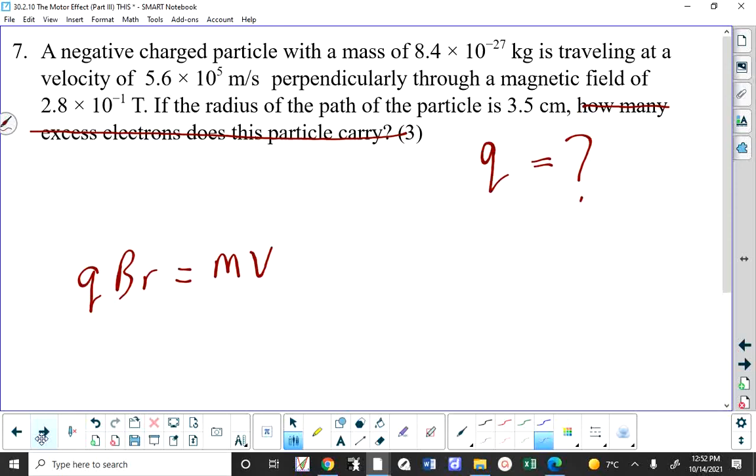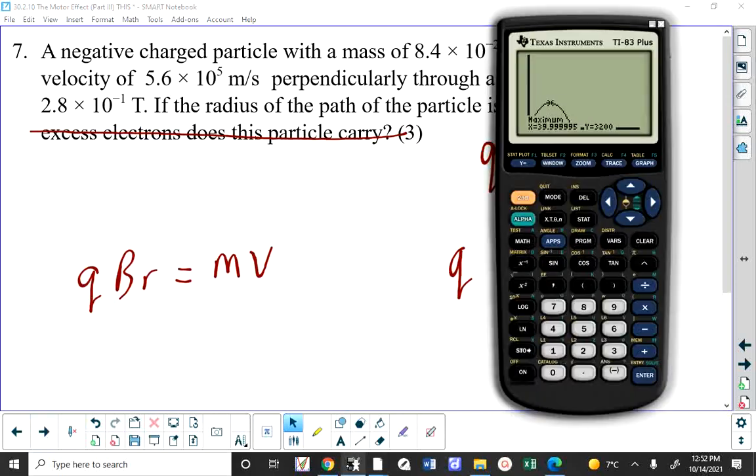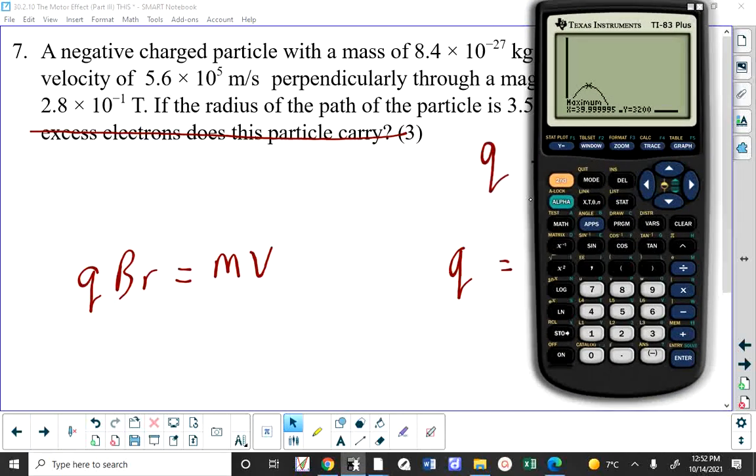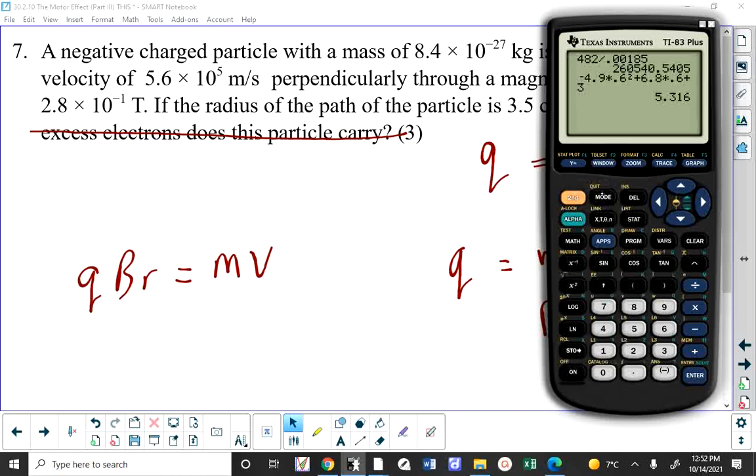Okay, so do we have enough information to calculate the charge? Well, the charge equals MV over BR. I mean, this isn't wrong. I'm just saying it's a wrong place to start on a written problem. So let's do that calculation. We're going to take M times V, which is 8.4 multiplied by 10 to the negative 27 multiplied by 5.6 times 10 to the 5.